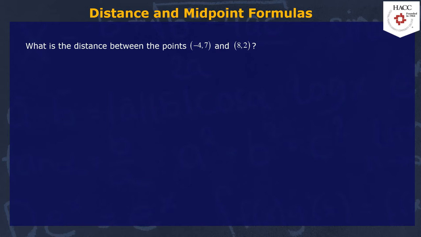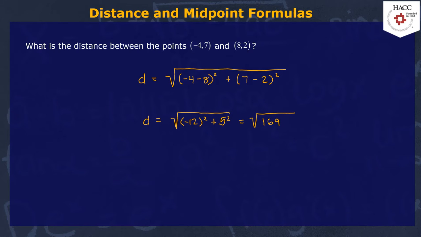So if I'm finding the distance between these 2 points, I see they don't have common x-coordinates or y-coordinates, so counting is completely out of the question on this. I'm going to need to use the distance formula. So I apply the distance formula by substituting the x's into (-4 minus 8) squared, and I substitute the y's into (y2 minus y1) to get (7 minus 2) squared. And when I work this out, I get the square root of 169, and that eventually becomes 13.